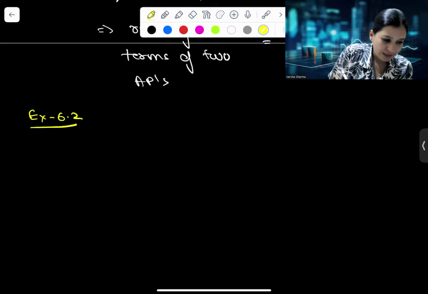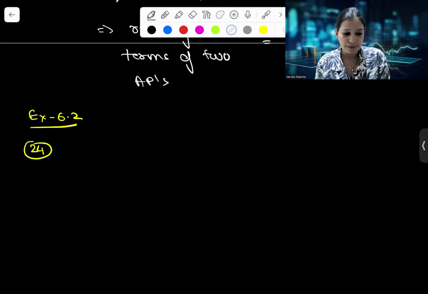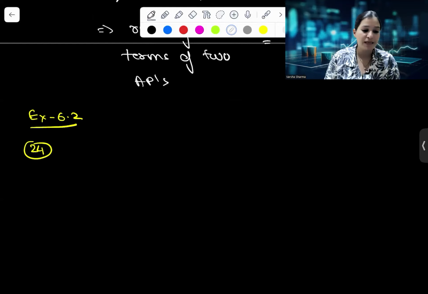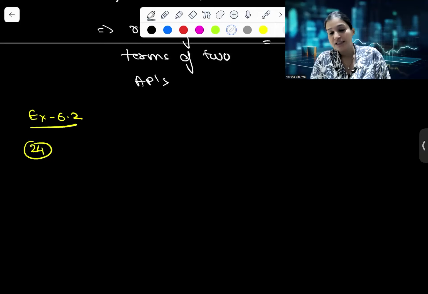Question number 24. If the sum of n terms of two different APs are in the ratio 3n plus 8 upon 7n plus 15, what will be the ratio of their 12th term? So if I want to find out the ratio of 12th term, then what am I supposed to replace?